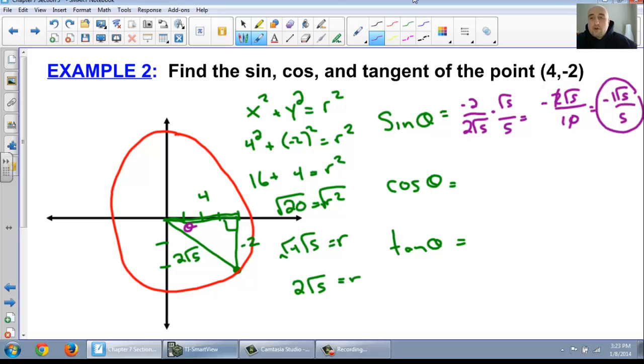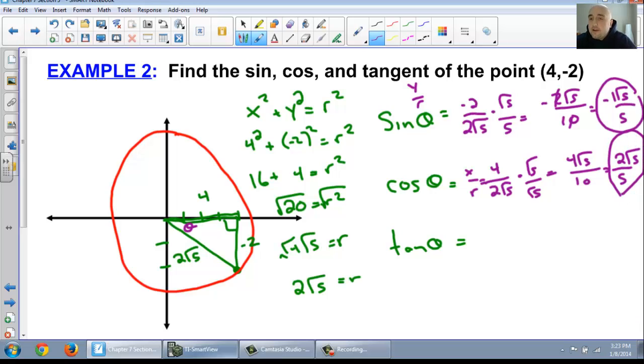Okay, cosine. What's cosine? Cosine, so sine is y over r. Cosine is x over r. X is 4. R is 2 root 5. So 4 over 2 root 5. Get rid of the root 5. So multiply by root 5 over root 5. 4 root 5 on top. And then 2 times root 5 is just 10 again. So 4 over 10 reduces to 2 over 5. And don't forget your root 5 there. So 2 root 5 over 5. Sorry, I'm cramping that in there.